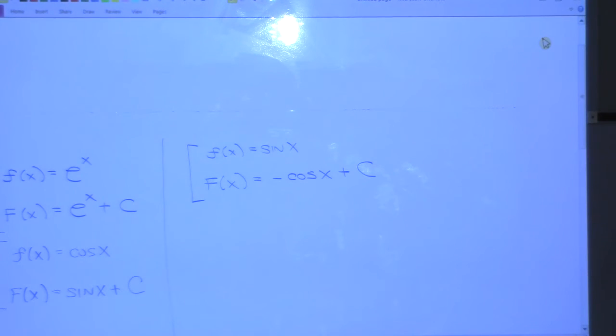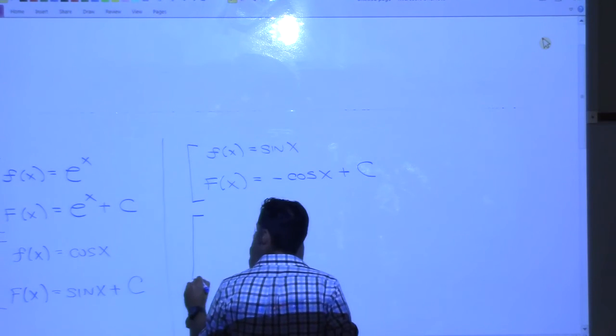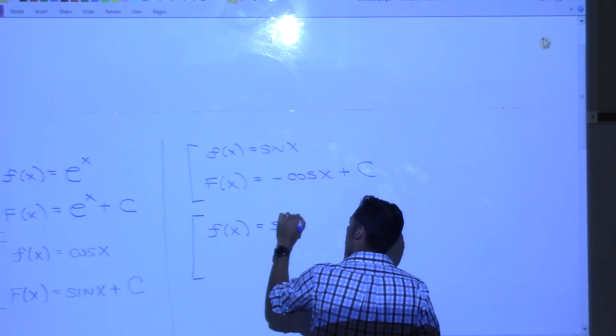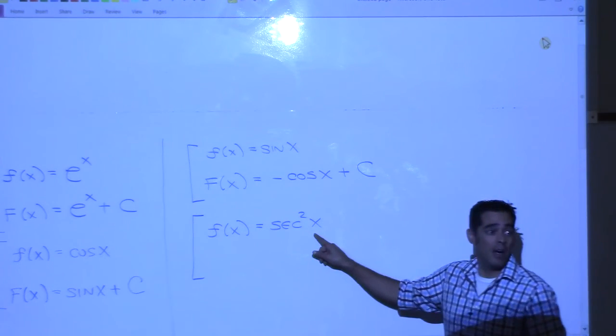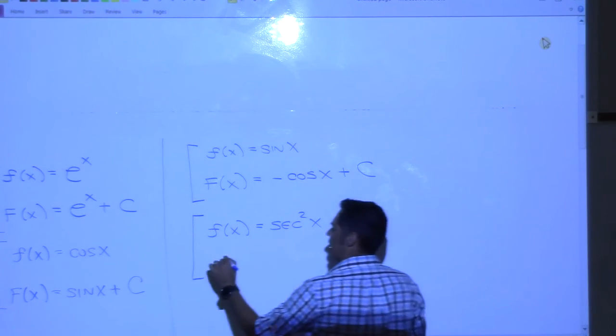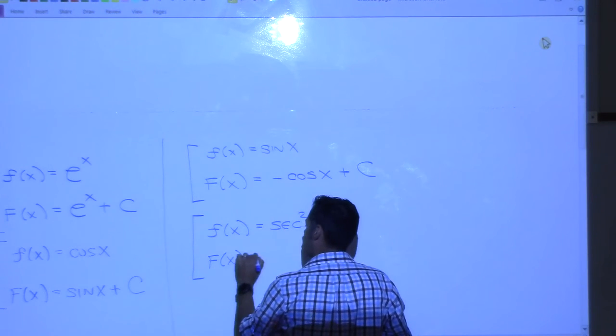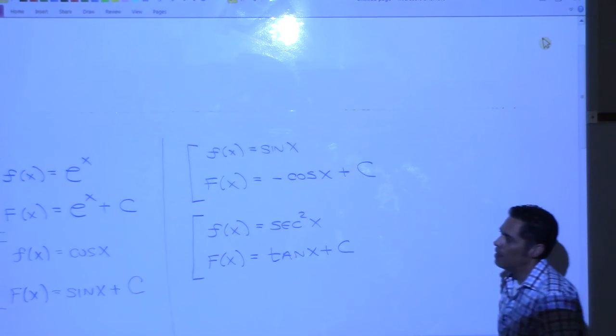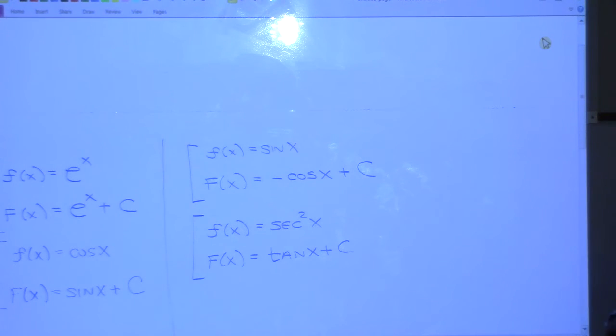What other ones? Secant squared. Okay, so that's kind of weird, but we're using what we know already, right? We know secant squared x is the derivative of tangent. So the antiderivative of secant squared x is just tangent x plus c. And we could do this for all the trig functions that we know the derivatives of.